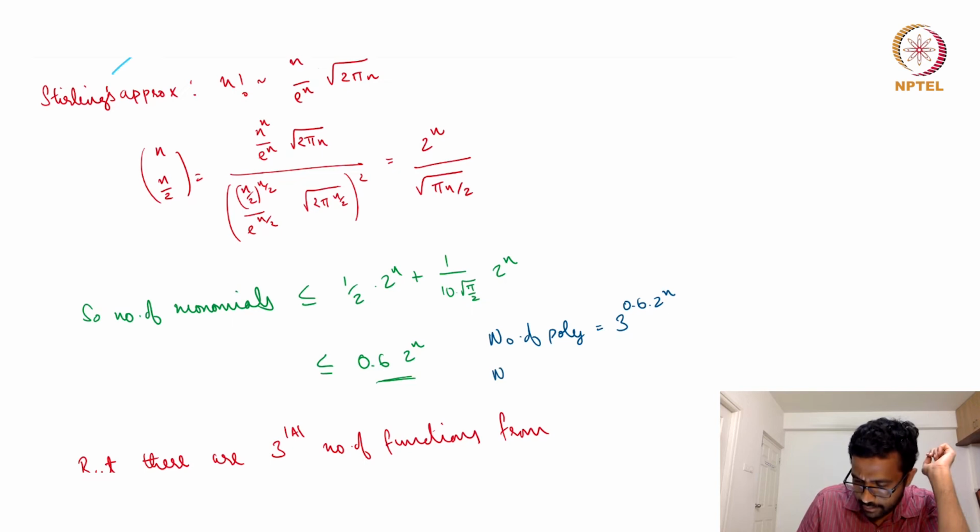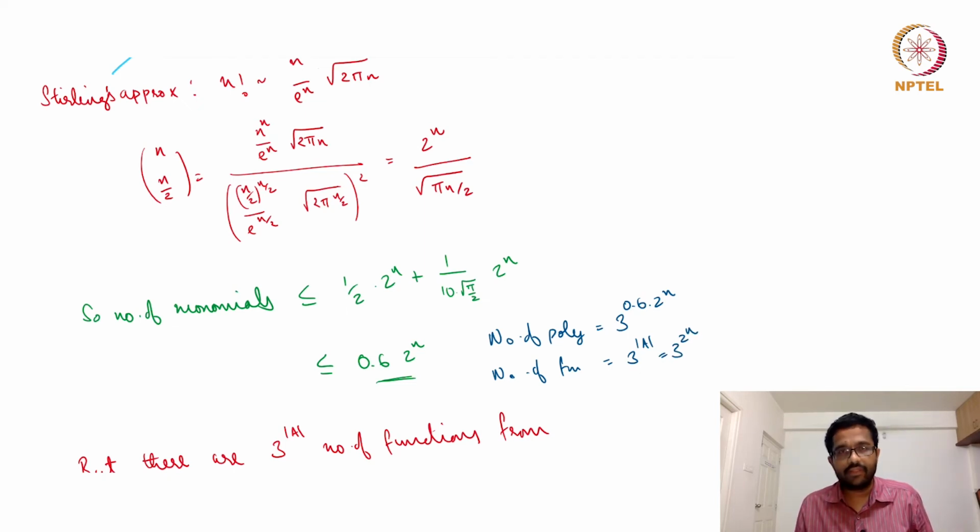Number of functions is actually 3 power the size of A, which is 3 power 2 power n. That gives the mismatch. By whatever we have assumed so far, each function, as long as we are restricting ourselves to A, can be represented by a polynomial. But then the number of polynomials is smaller than the number of functions, so that leads to a contradiction.